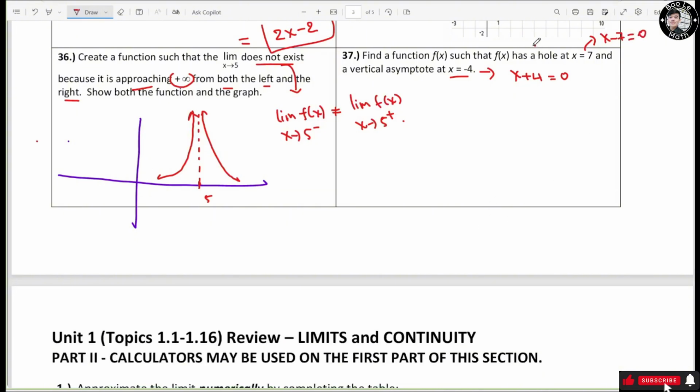Now, since the function has a hole, there is a common factor on the numerator and denominator. So it can be f of s equals s minus 7 over s minus 7 right here. Since the function has a vertical asymptote at s equals -4, we have a factor that should be on the bottom. Now, on the top, you could leave it like this, or you can put any number right here. So, for example, I put 6, 7.